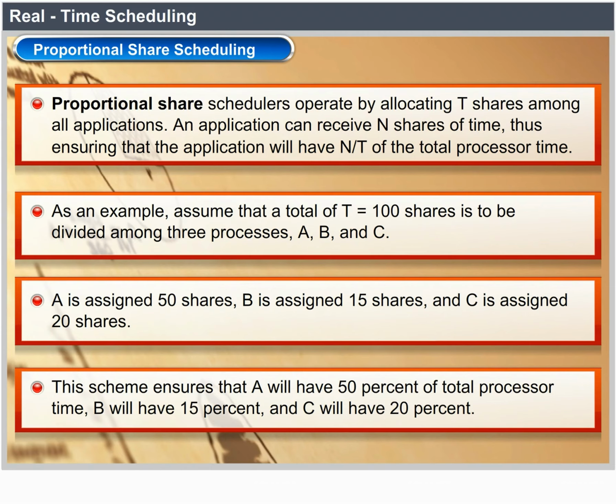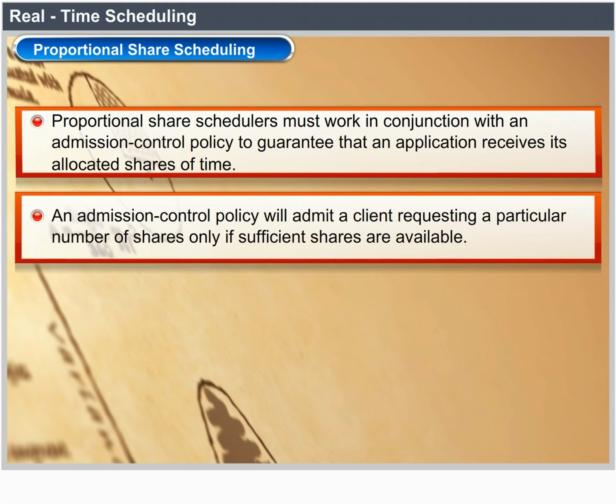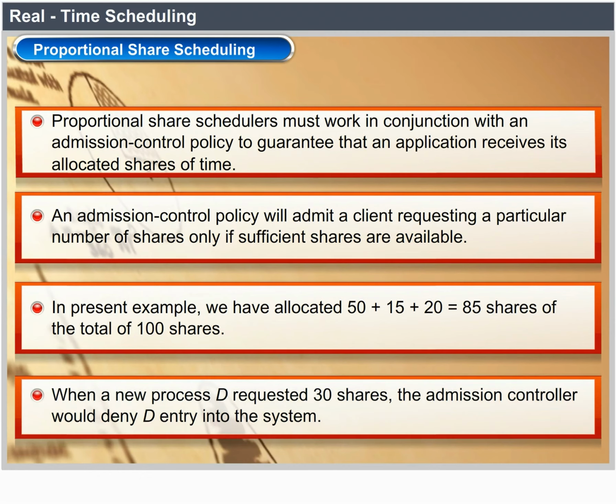Proportional share schedulers must work in conjunction with an admission control policy to guarantee that an application receives its allocated shares of time. An admission control policy will admit a client requesting a particular number of shares only if sufficient shares are available. In our current example, we have allocated 50 plus 15 plus 20 equaling 85 shares of the total of 100 shares. If a new process D requested 30 shares, the admission controller would deny D entry into the system.